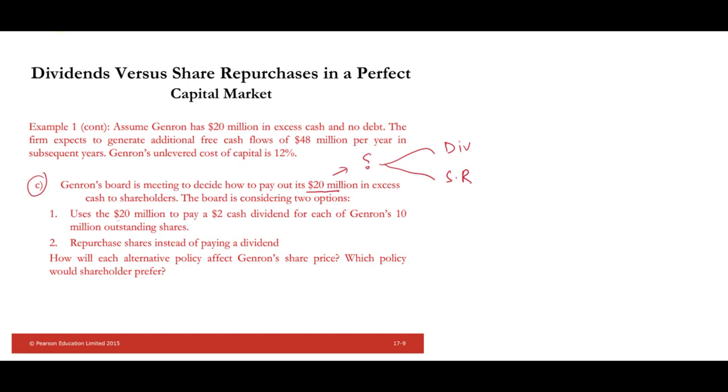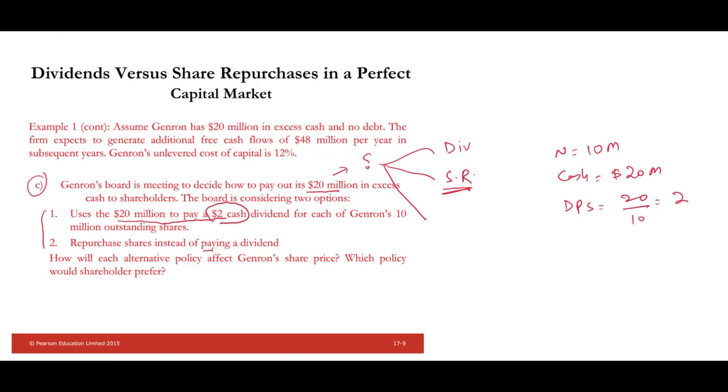Number one, use the 20 million to pay $2 cash for each of 10 million shares outstanding. So the total number of shares of the company is 10 million, and the cash that the company currently has is $20 million. So what would be the dividend per share? DPS would be equal to 20 million divided by 10. It would be equal to $2. So this is the first decision, that the company wants to pay $2 as a dividend, or repurchase shares instead of paying dividend. So the company is not going to pay dividend, instead it is going to opt for share repurchase. Then there is a third condition also, we will discuss it later, but for now we are having only these two conditions. So the question is, how will each alternative policy affect the share price?